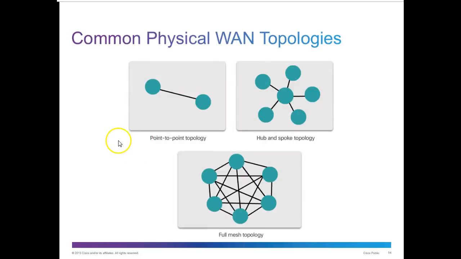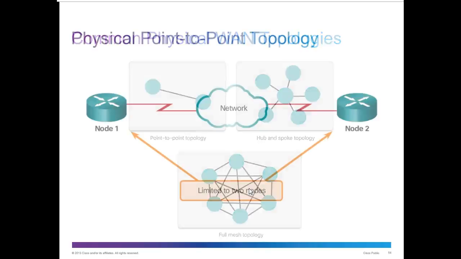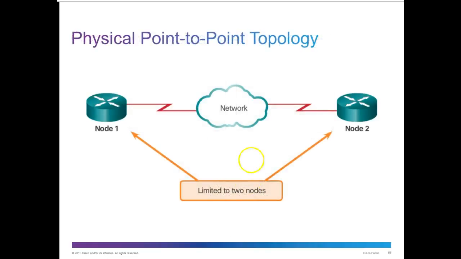A couple of common topologies you need to know: point-to-point, device-to-device. Hub and spoke, this is most common in most work environments. Everybody plugs into a central switch. And full mesh is referred to, but you won't see it very often. That's kind of a pricey way to do it.